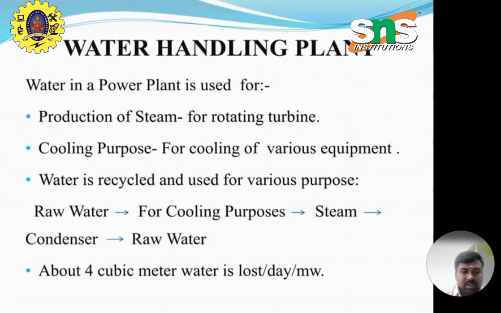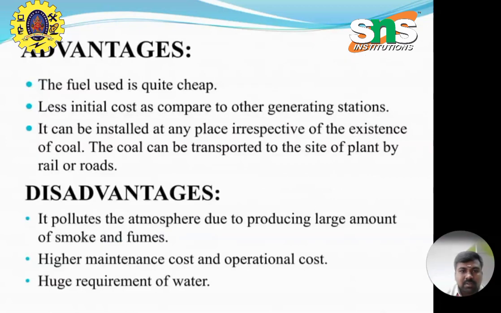For example, raw water is used for cooling purposes, and from the equipment the heat is dissipated to this cooling water, which then is converted into steam. The steam again passes to the condenser. In the condenser, the cooling water passes through, and during this process we can get the cooling raw water again. About 4 cubic meters of water is lost per day per megawatt.